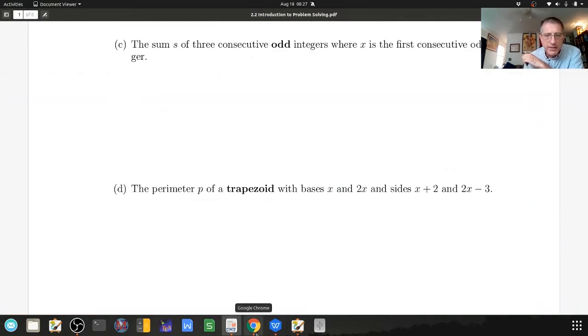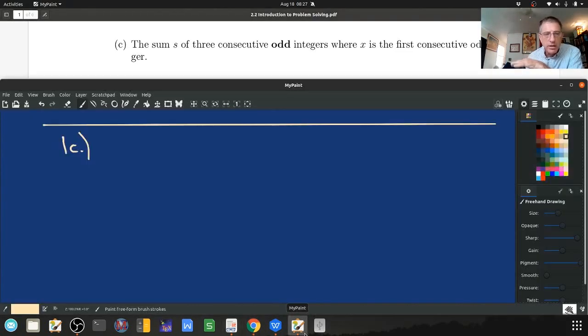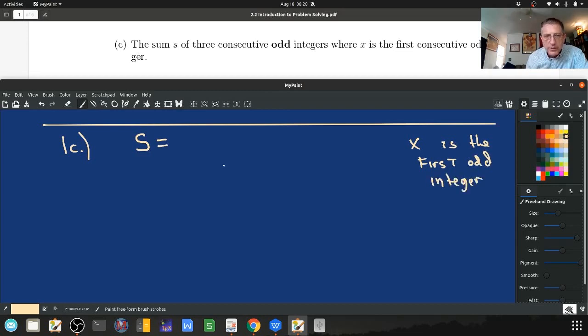Okay, the sum of 3 consecutive odd integers. So we're going to be using a very similar formula as we did in 1A, but in this case, x is the first odd integer. So the sum is going to be the first odd plus the second odd plus the third. That's supposed to be an I there.